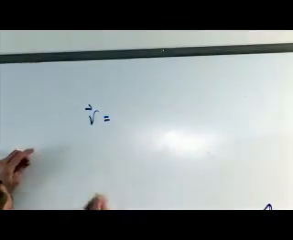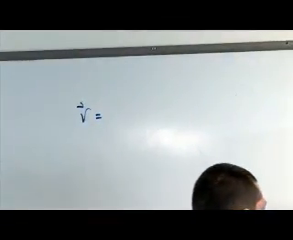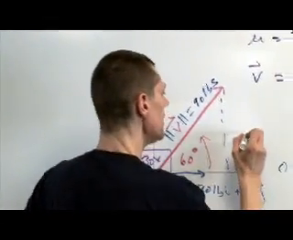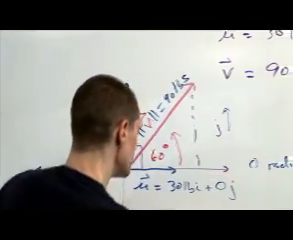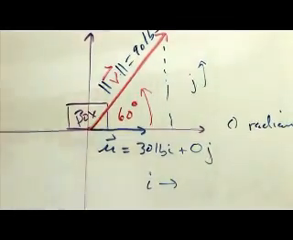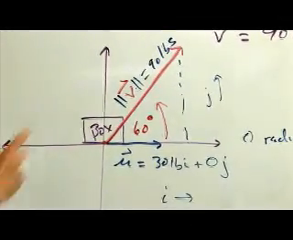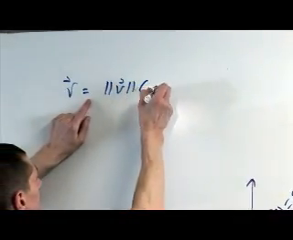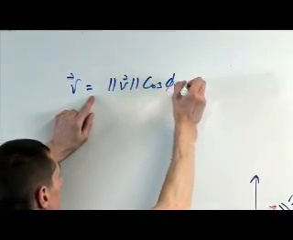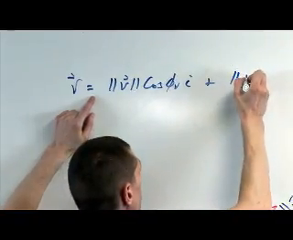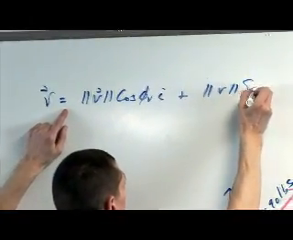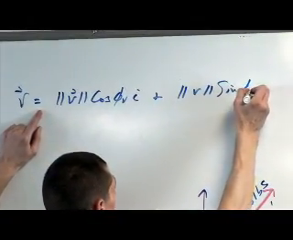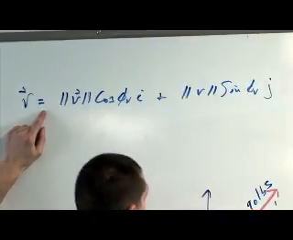So let's figure out what v is. Well, v is going to be, and so here's our triangle that we're using, the jth component, here's the ith component. So we know that this is going to be the norm of v times cosine theta v i plus the norm of v sine theta v j.